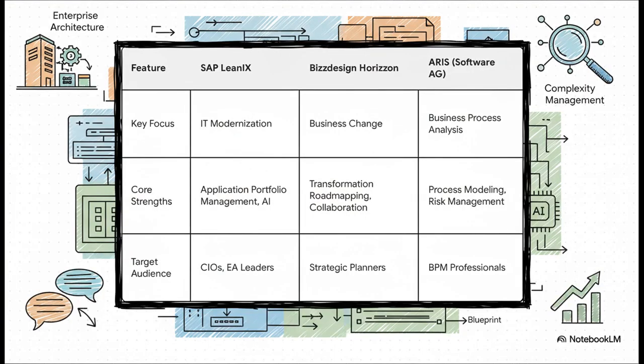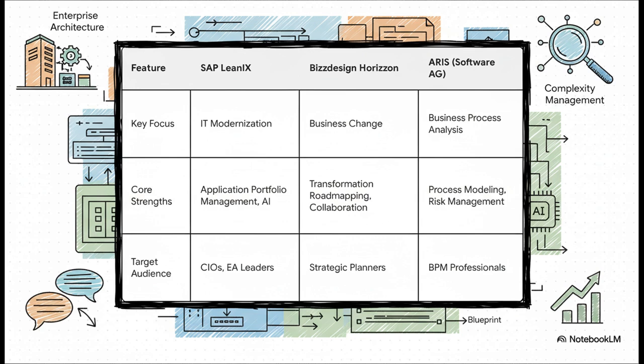On one hand, you have something like SAP LeanIX, which is really focused on helping CIOs modernize their tech. Then you have BizDesign, which is all about helping planners map out big business changes. And then there's ARIS, which is a powerhouse for analyzing business processes. So, you see, the tool you choose really depends on the problem you're trying to solve.